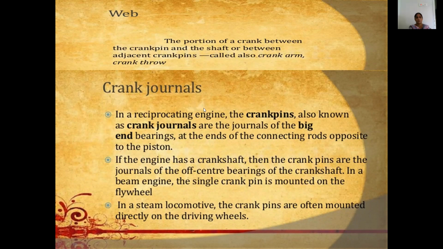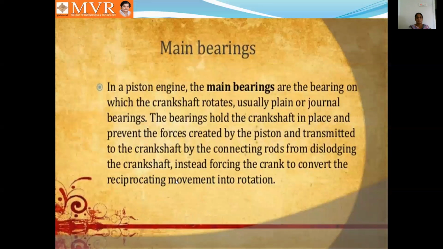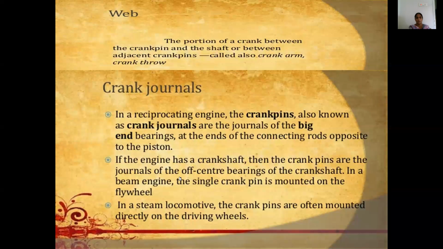Crank journals. In a reciprocating engine, the crank pins, also known as crank journals, are the journals of the big end bearings at the end of the connecting rod opposite to the piston. If the engine has a crankshaft, then the crank pins are the journals of the off-center bearings of the crankshaft. In a beam engine, the single crank pin is mounted on the flywheel. In a steam locomotive, the crank pins are mounted directly on the driving wheels.